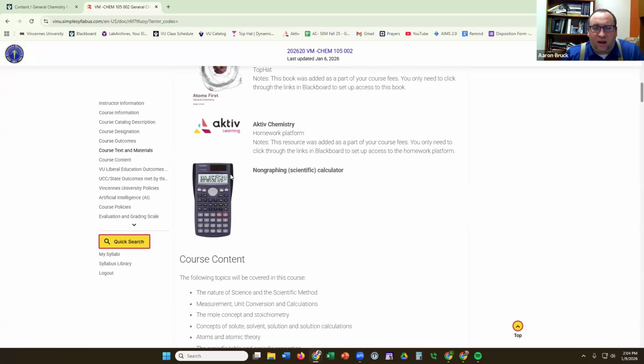The other thing, the graphing calculator here, I'm sorry, the non-graphing calculator, a scientific calculator, you need to have a non-graphing calculator for class. The primary purpose for that is the final exam is a national exam. They do not allow the use of graphing calculators whatsoever. We're going to get you to practice that skill as well.